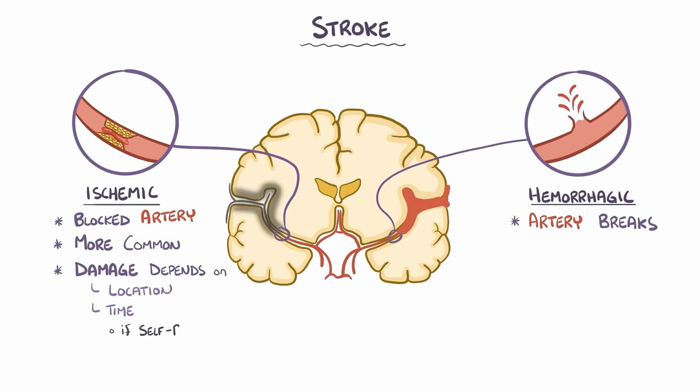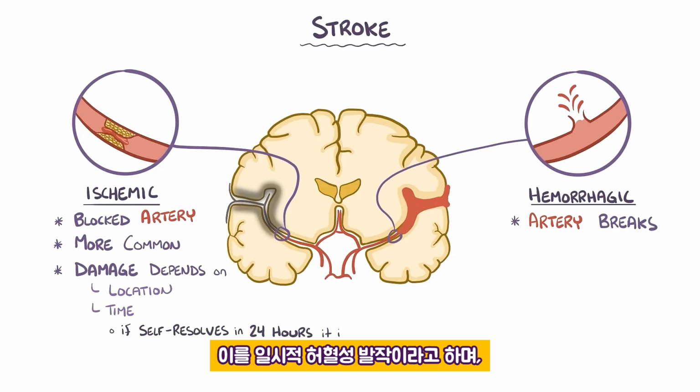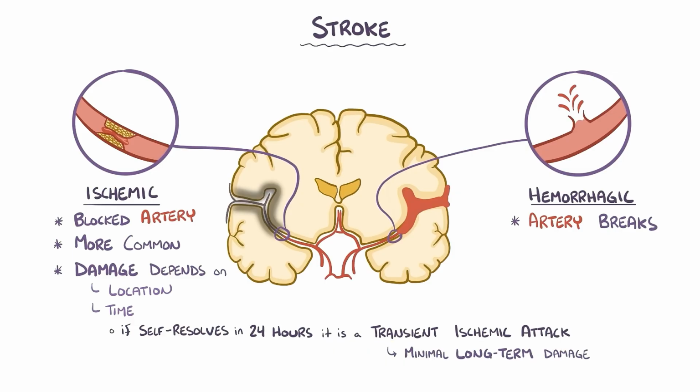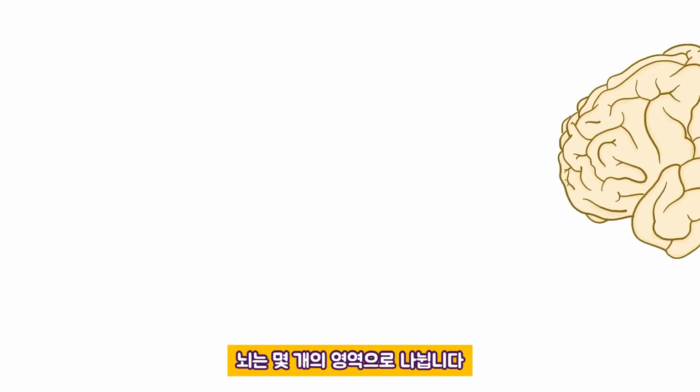Now, if symptoms self-resolve within 24 hours, it's called a transient ischemic attack, and there are usually minimal long-term problems. Okay, let's start with some basic brain anatomy. The brain has a few regions.